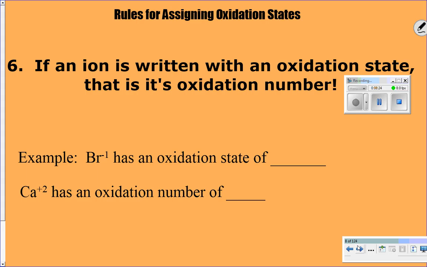If an ion is written with an oxidation state, that's its oxidation state. So if you have a single atom ion like bromine, written as Br-1, its charge is -1. Ca plus 2 is written as +2. Very often these are actually written backwards, especially in this unit. Ca2+ or Br1- means the exact same thing. You could put the plus sign before or after.